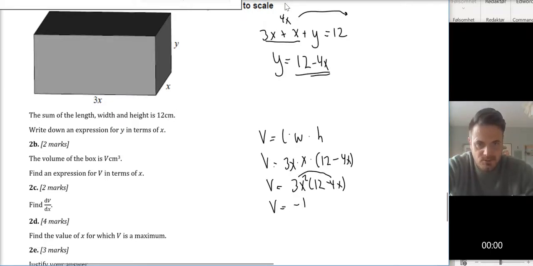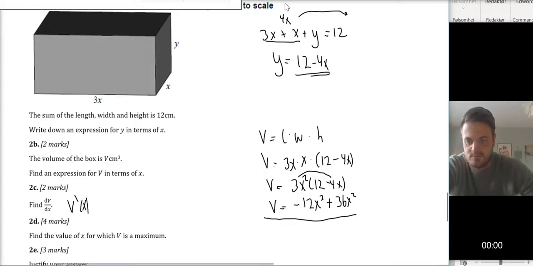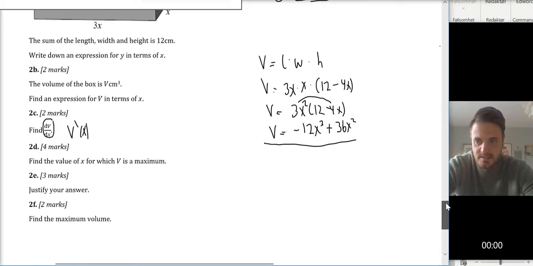which is minus 12x to the power of 3 plus 36x to the power of 2. So there we have an expression for the volume in terms of x. And then it says find dv divided by dx, which actually means like this. If you look in the book, you will see that this is a different notation for the derivative. So you're going to just find the derivative of this function in exercise C.